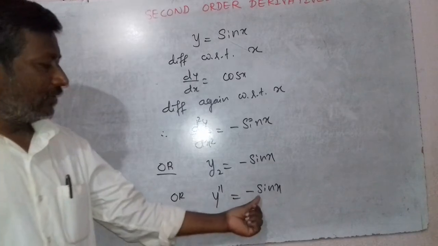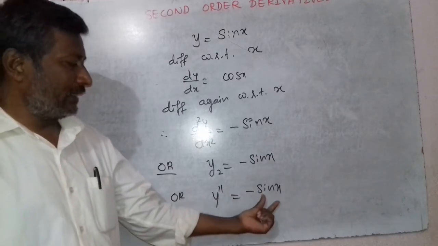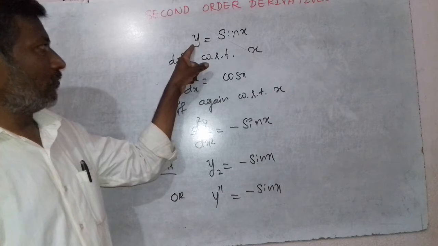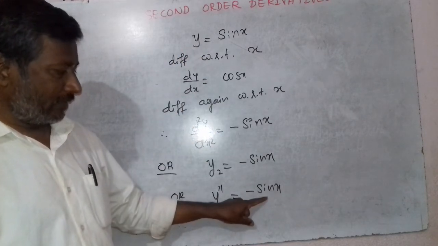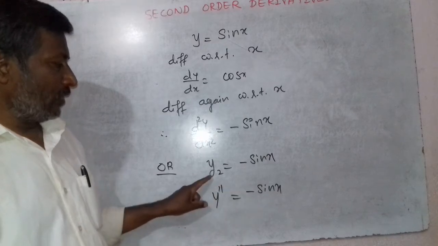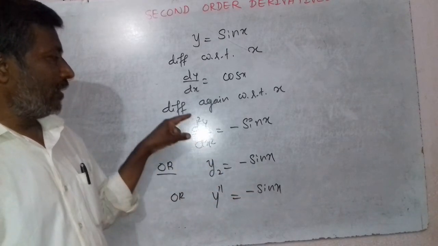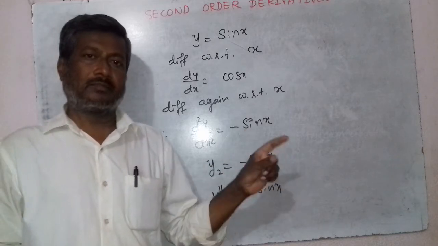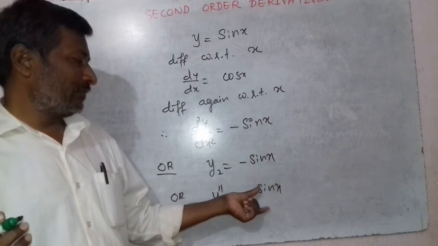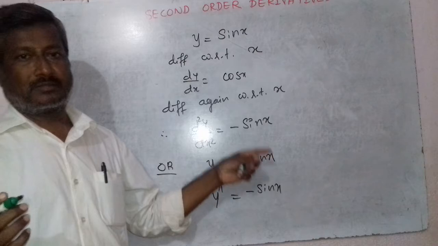So you can even substitute sin x equal to y: y2 equal to y double dash equal to minus y, or d square y by dx square equal to minus y. In that way you will substitute the given relations. Yes.